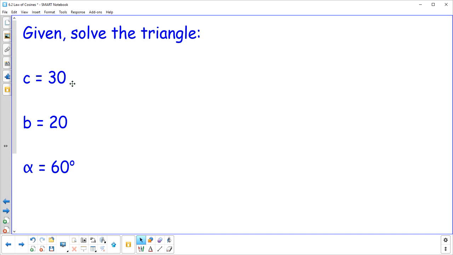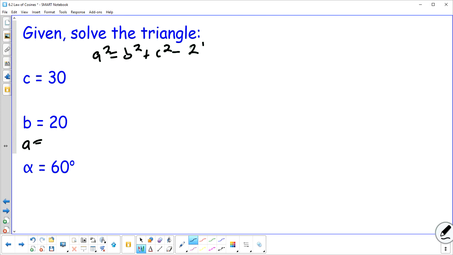Okay, given a scenario like this, you see we have two sides and an angle. So what you have to start off doing is finding your third side. Since we're looking for A, we plug into A squared equals B squared plus C squared minus 2BC times the cosine of alpha. And we tend to do okay as long as we pay attention and recognize our order of operations.